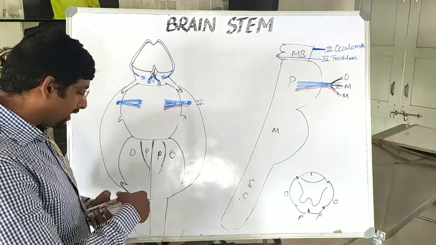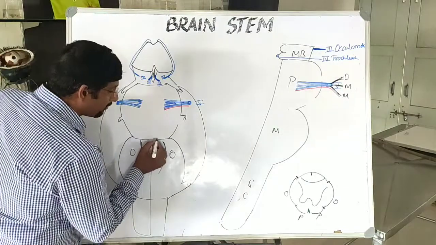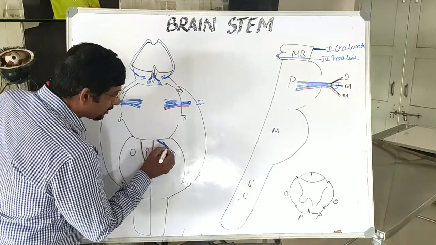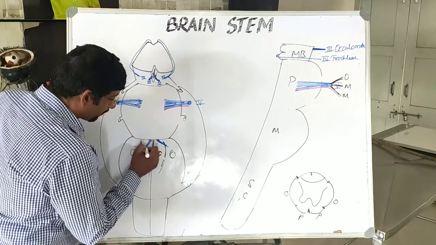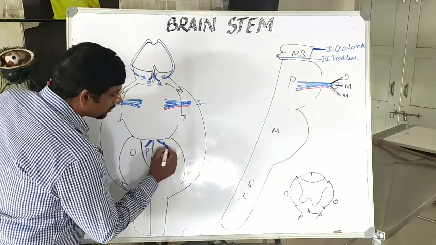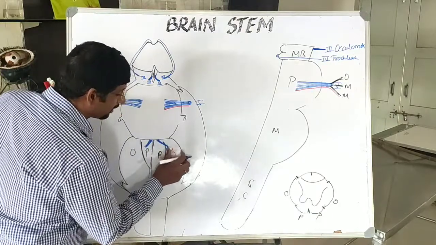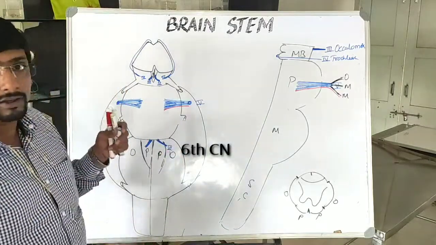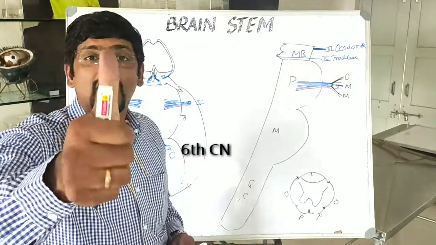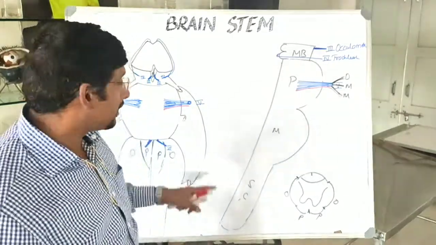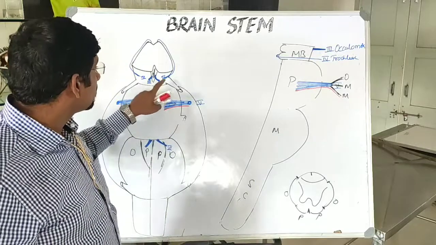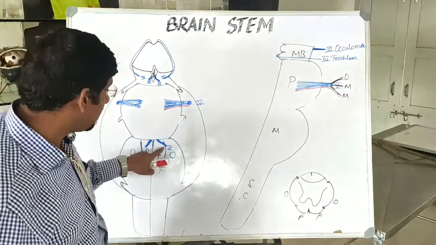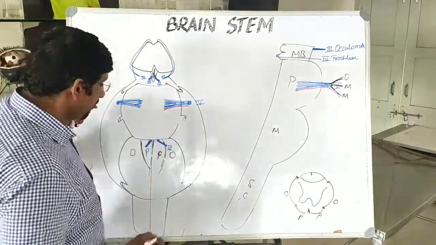The sixth cranial nerve arises between the pons and the pyramid here. This is the sixth cranial nerve. What is the sixth cranial nerve? Remember what one of our teachers asked: A for abducent, for the eye. The third, fourth, and sixth cranial nerves are related to eyeball movements. We will study them in detail later. This is the abducent cranial nerve.